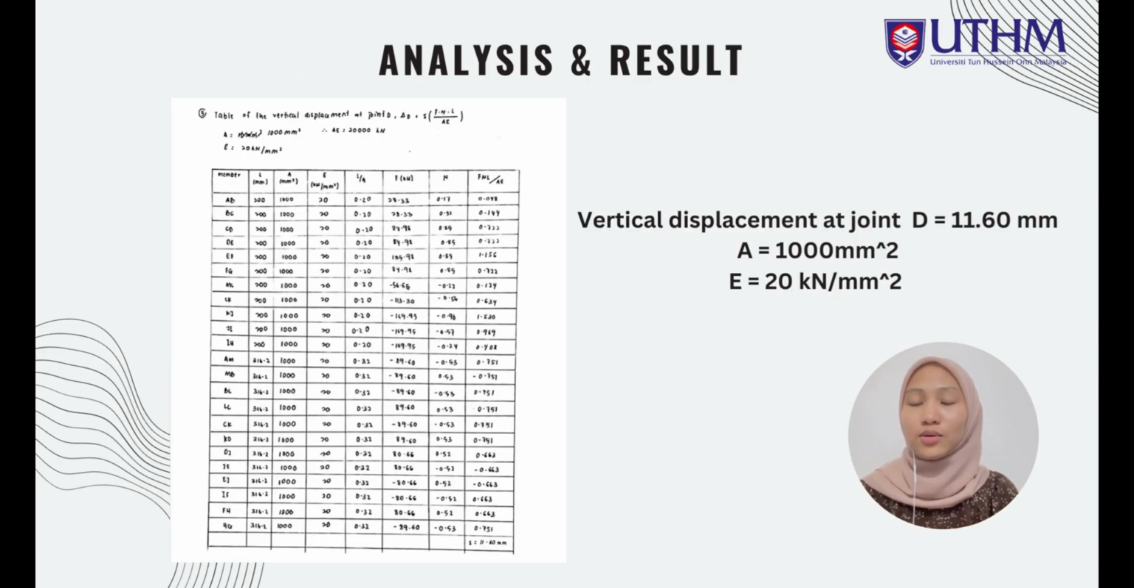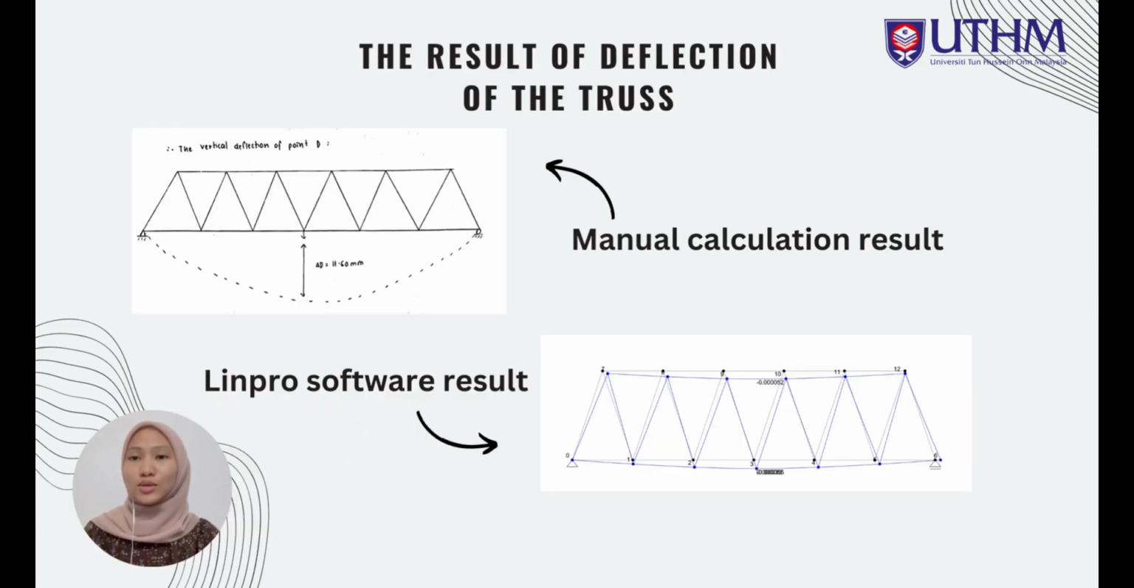By using the value of area as 1000 millimeters square, and the modulus as 20 kilonewton over millimeter square, the vertical displacement at joint D, we found it as 11.6 millimeter. So the result of the deflection at joint D shows in the first diagram, where the measurement is 11.60 millimeter through manual calculation, and then the second diagram shows the deflection at joint D from the Limpro software result. So that's all from me.